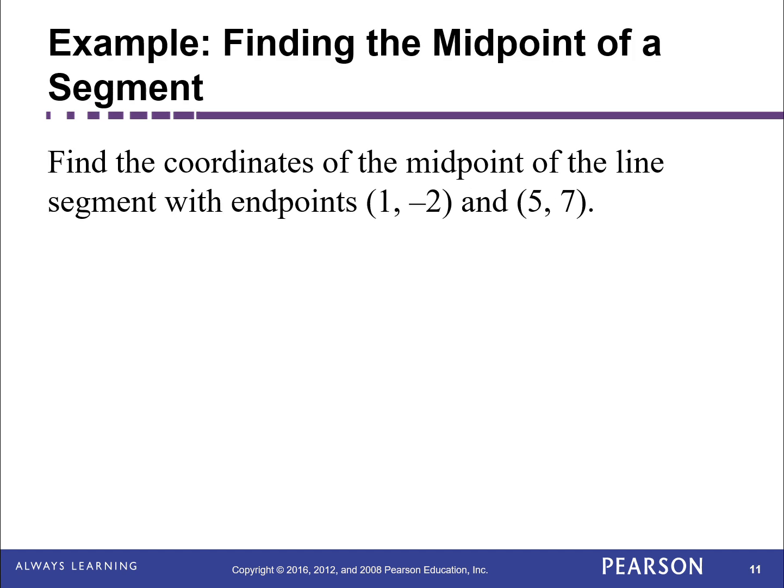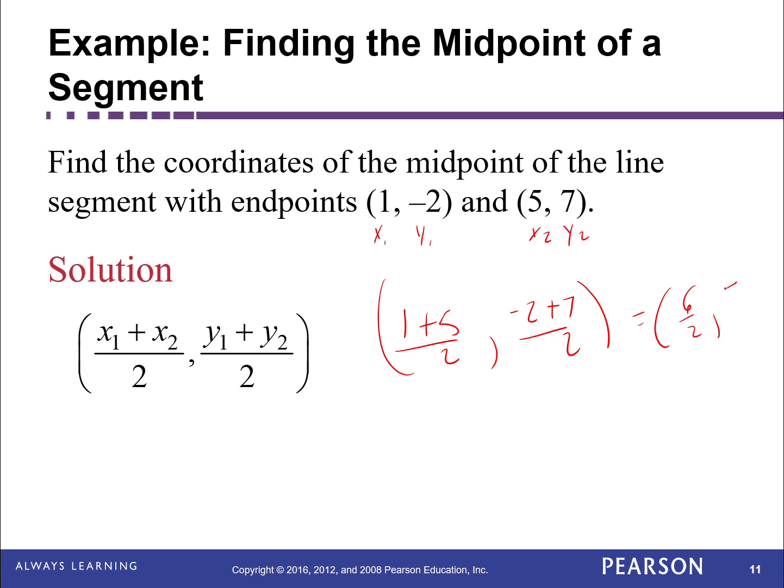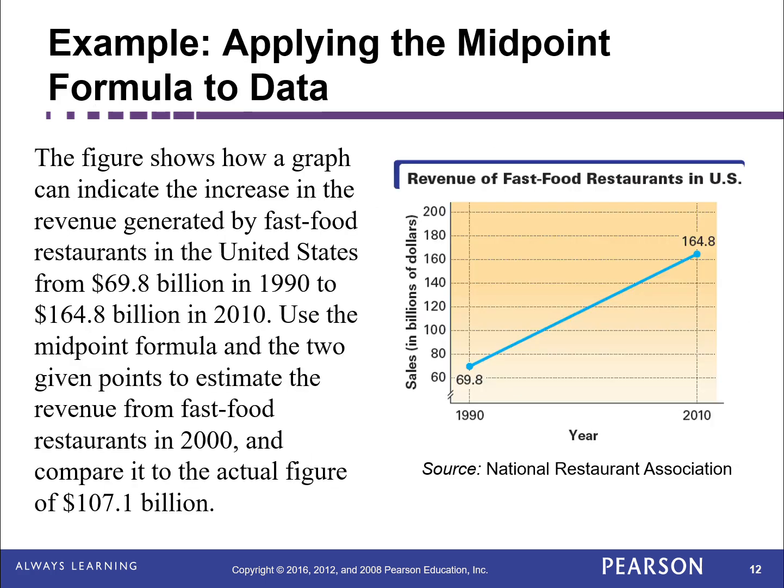So let's find the coordinates of the midpoint of the segment with endpoints (1, -2) and (5, 7). Okay, so we need to look at x1 plus x2. Remember this is x1, y1, x2, y2. So we're looking at (1 plus 5) over 2, comma, and we've got to look at our y's, (-2 plus 7) over 2. So it looks like we're looking at 6 over 2, comma, 5 over 2. Okay, which obviously does reduce here to (3, 5/2).